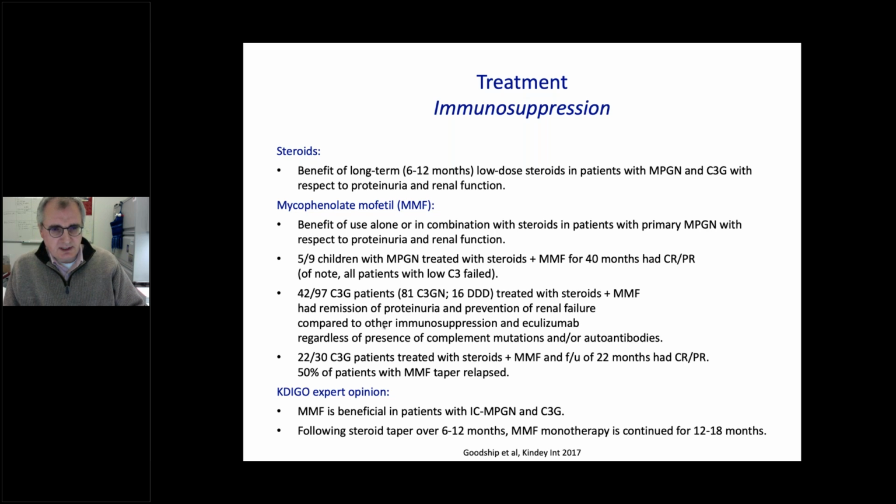I just wanted to highlight, in this trial here, that 42 out of 97 C3G patients were treated with steroids and MMF. So in this relatively large trial or case series, those patients had remission of proteinuria and deterioration to renal failure was prevented, and this was compared to other immunosuppression and eculizumab, and it was regardless of the presence of mutations and or antibodies.